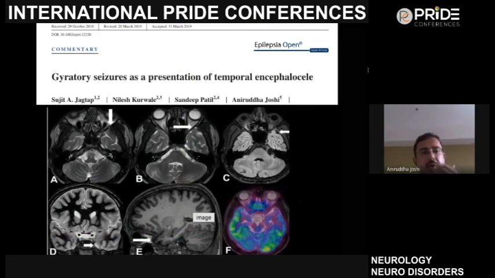So we found a few lesions which are easily missed on imaging, but as we see the semiology and all, there are small encephaloceles. Here we had presented a paper in Epilepsia that gyratory seizures as a presentation of temporal encephalocele. Here the arrow is showing that small encephalocele in the left anterior temporal lobe. There are typical signs of encephalocele, mainly a little bit of distortion of the left anterior temporal lobe with a thin rim of CSF seen on T2 weighted images. The below color image shows there is a hypometabolism on PET scan. These findings are confirmed in the surgical point, and this patient is seizure free now.